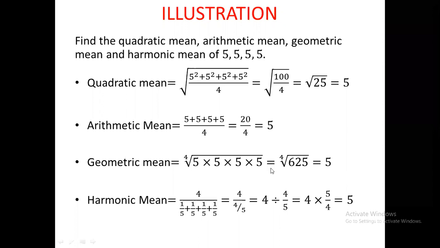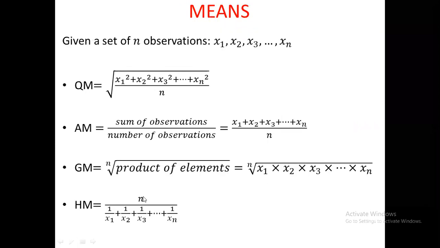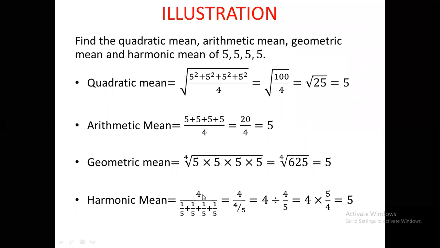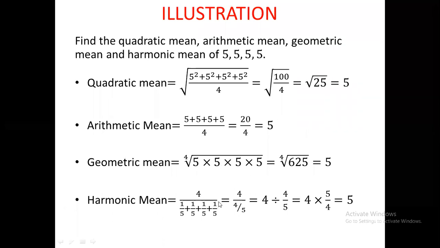There are 4 of them, so 4 roots. So 5 times 5 times 5 times 5 is 625. The fourth root of 625 is 5. Okay, harmonic mean, as we saw, the formula is simply the number of elements divided by the sum of the reciprocals of the elements. So there are 4 fives, so 1 over 5 plus 1 over 5 plus 1 over 5 plus 1 over 5. This is 4 divided by 4 over 5, which is 4 times 5 over 4, which gives us 5.